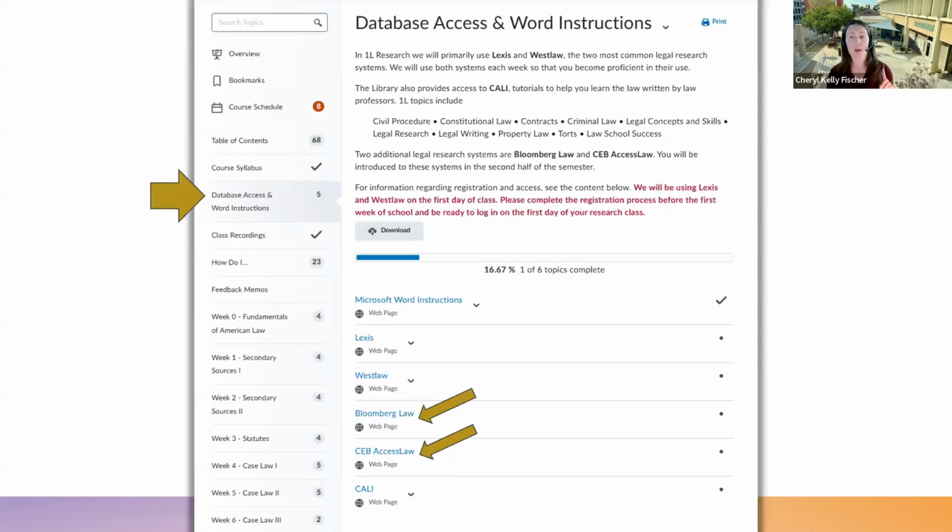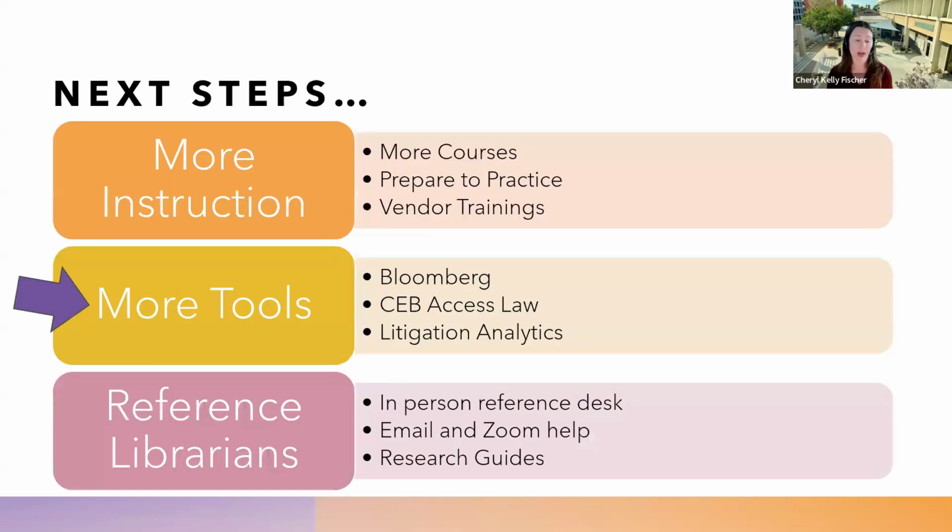All right, so more tools. Back to that list of Bloomberg, CEB, and litigation analytics. So we had you sign up for Lexis and Westlaw a long time ago, and you've been using it ever since. You may also remember that we had you sign up for Bloomberg and CEB Access Law and haven't had you use those recently. So we'll get to those right about now.